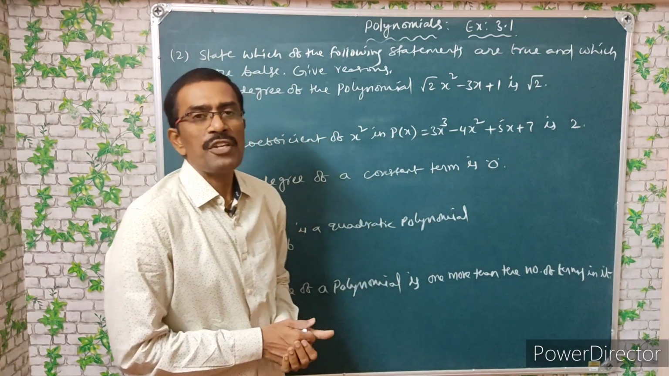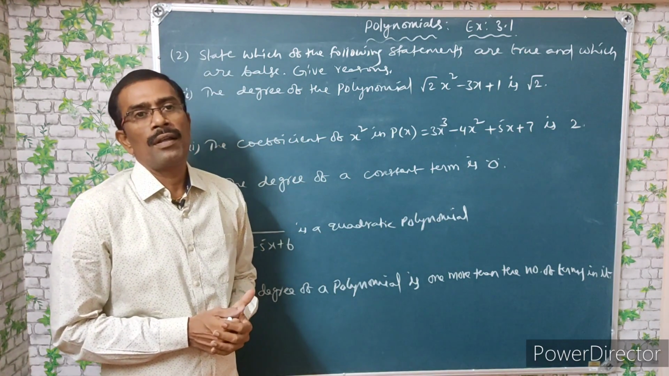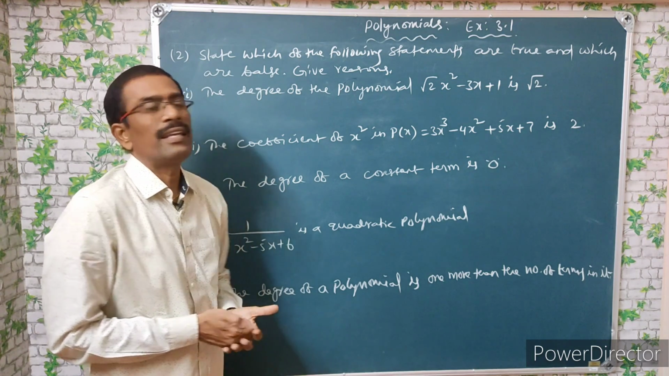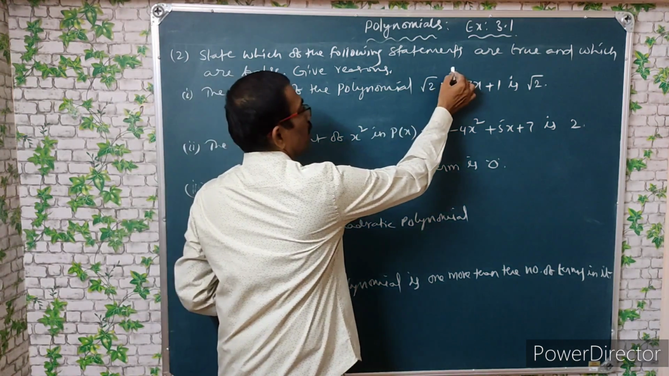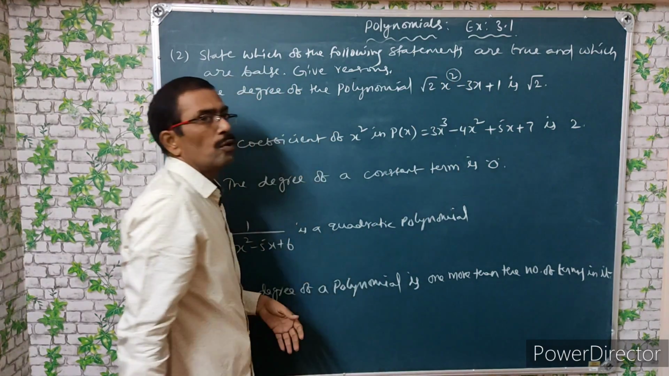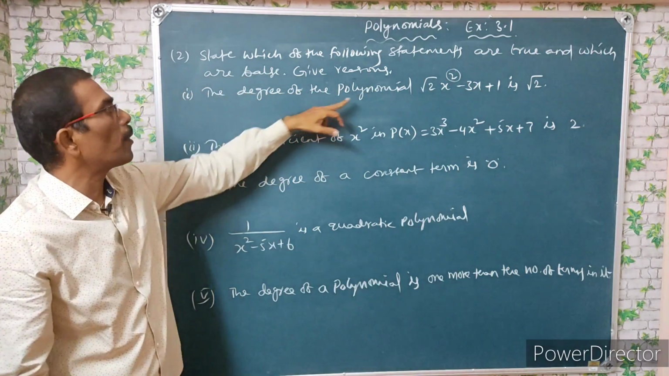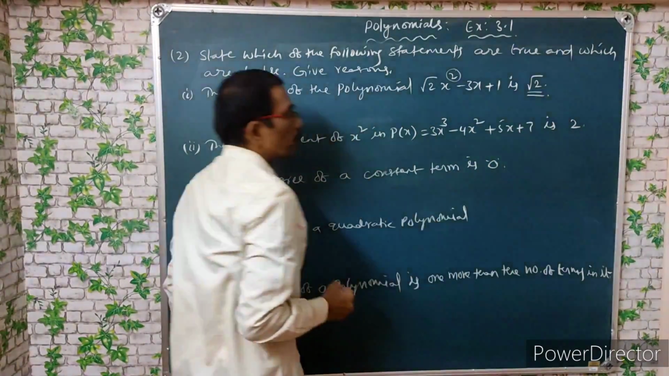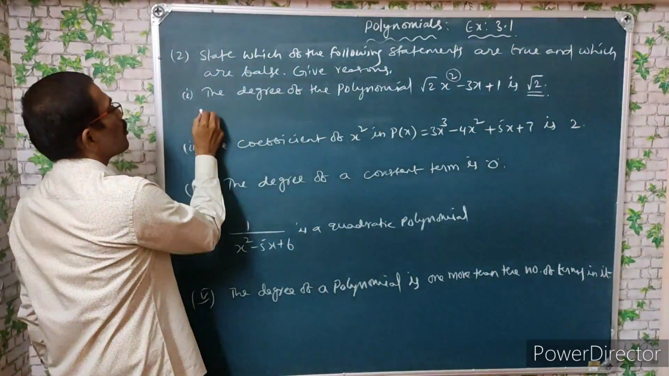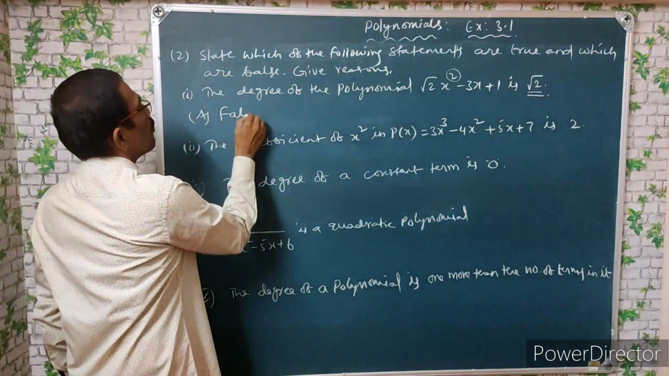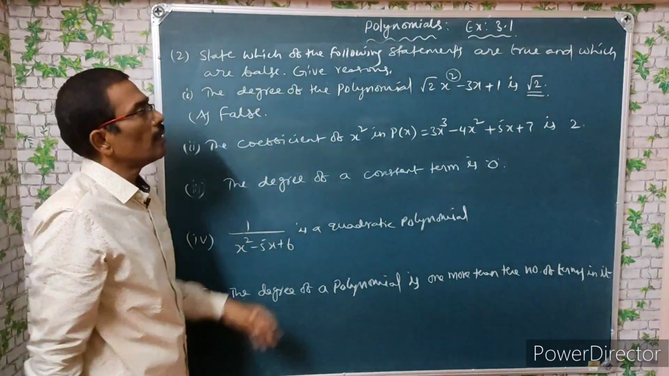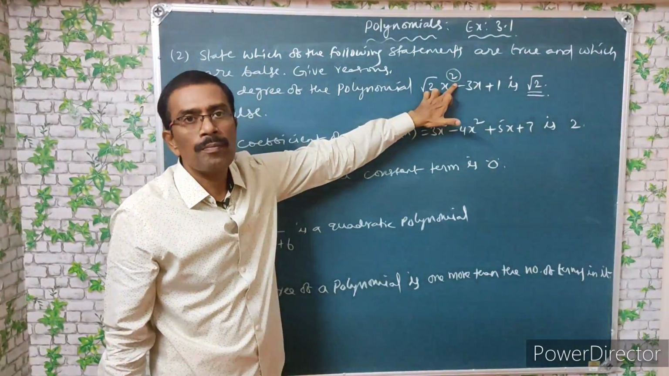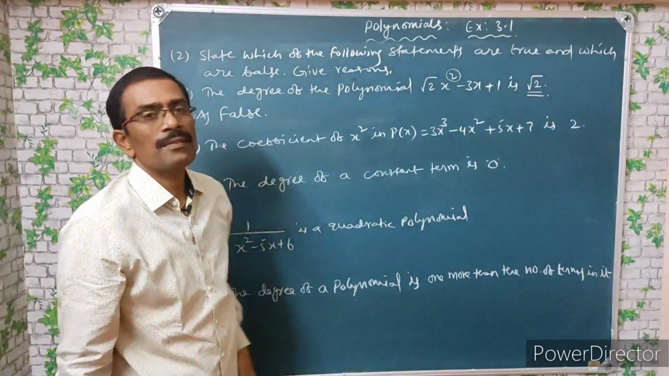I told you the definition of degree of a polynomial. The highest or greatest power of the variable is called the degree. What is the highest power here? 2. So 2 is the degree of the polynomial, but he has given root 2. So it is absolutely false. So the answer is false. What is the reason? Here the degree of the polynomial is 2. That is why it is false.